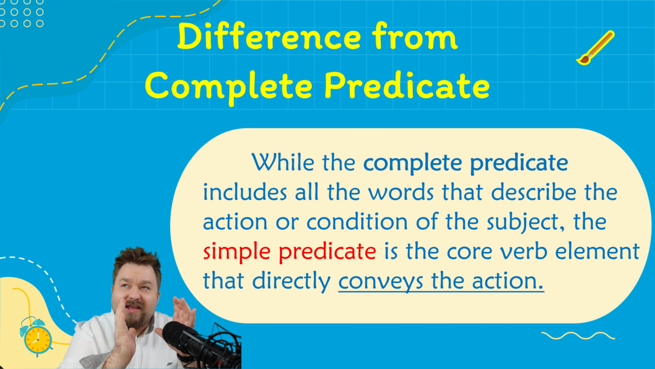The simple predicate is just the core verb element. It's the part that tells us everything we actually really need to know. No details, no extra stuff. It's just the basic, basic thing that conveys the action, okay? Let's practice this, right? Because that's the easiest way to form a new pattern and actually learn something. Even if we don't understand it, we might actually see the pattern.